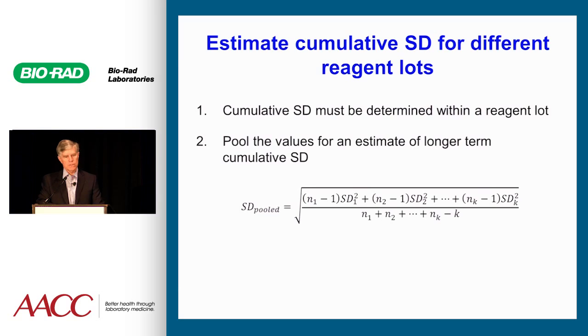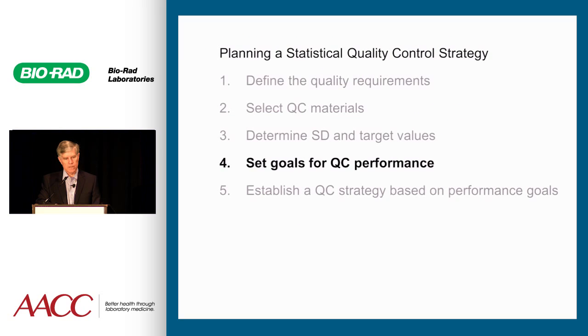So there's a formula for pooling across different reagent lots or different conditions. You can see the formula here. Not going to spend any time on it.